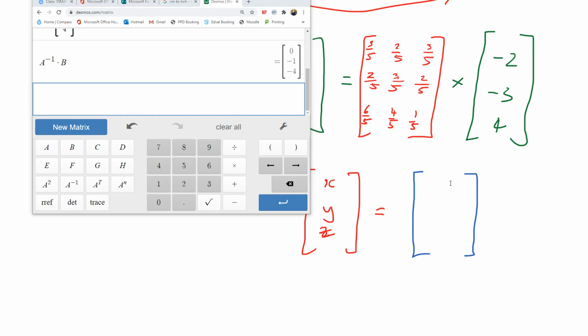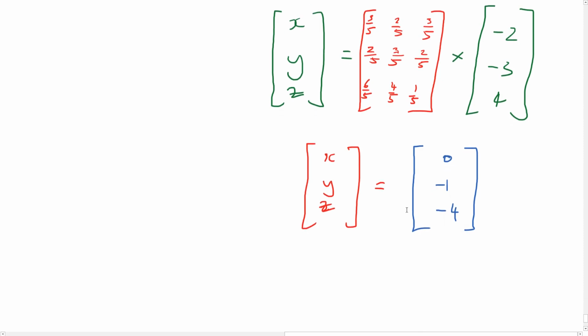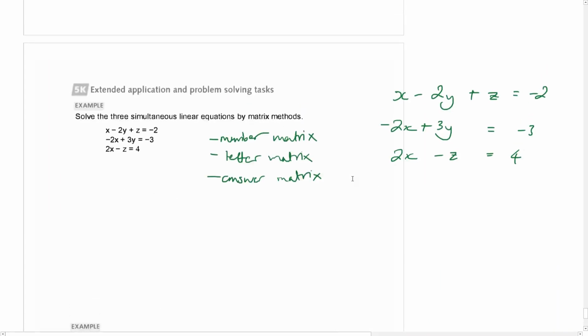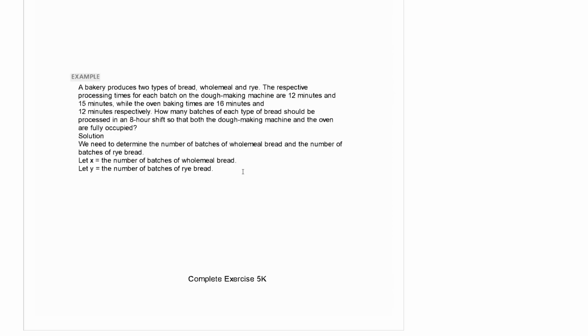So x is 0, y is negative 1, z is negative 4. 0, negative 1, negative 4. All right, let's do one final example of this, and then you guys can start your exercise.